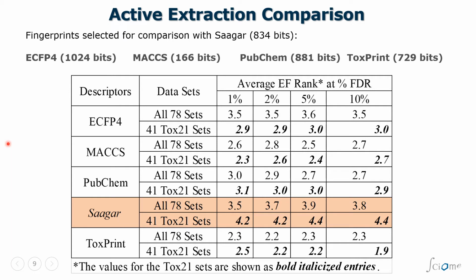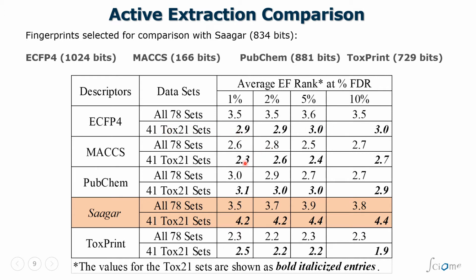You can see that at all false discovery rates, Saagar gets a better rank, except at 1% false discovery rate when compared with ECFP4. So in 39 of the 40 comparisons, Saagar returns better enrichment. Even at 1% false discovery rate, Saagar and ECFP4 get the same value of 3.5. And as we will see later, Saagar extracts analogs with higher chemistry similarity and is more interpretable when we talk of the QSAR models. And you will see that the performance is even better for Saagar in the TOX21 sets, which cover 41 different screens.